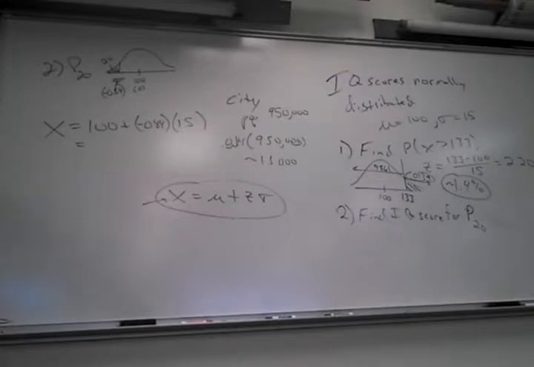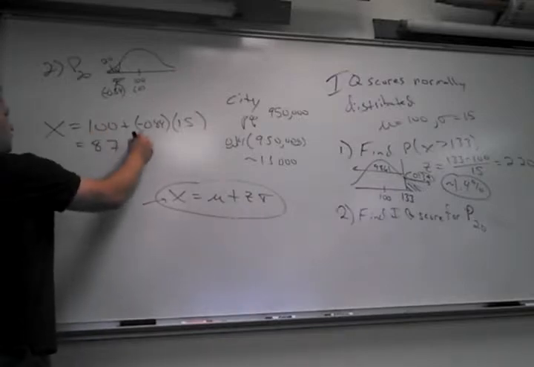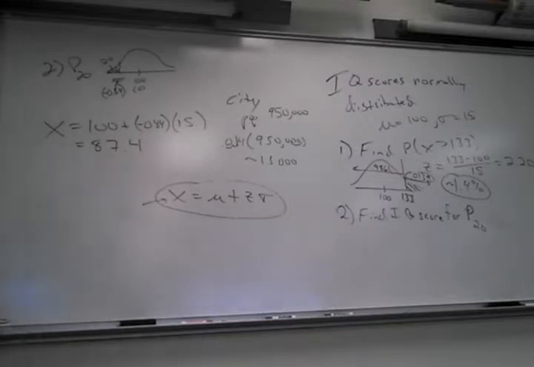So what do you get? 87.4? Okay. So if your IQ score is below an 87.4, you're in the 20th percentile of IQ scores, right? Cool. Okay. You can start your own group if you want to.